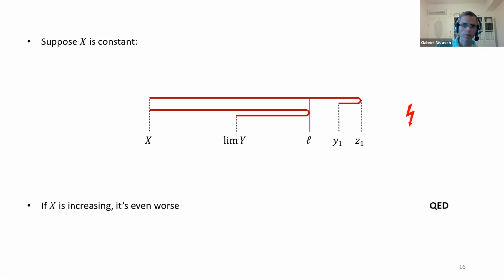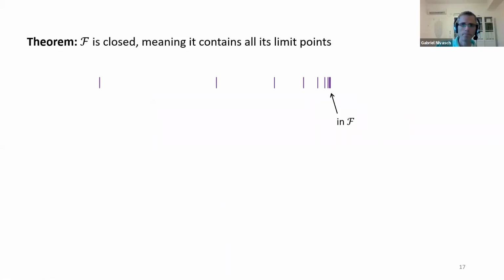And if x is not constant but increasing, then it's even worse, because as this guy moves to the right, these guys move to the left in order to keep this guy in place. Okay, so that's basically the proof. Okay, the next result is that F is closed, meaning it contains all its limit points.